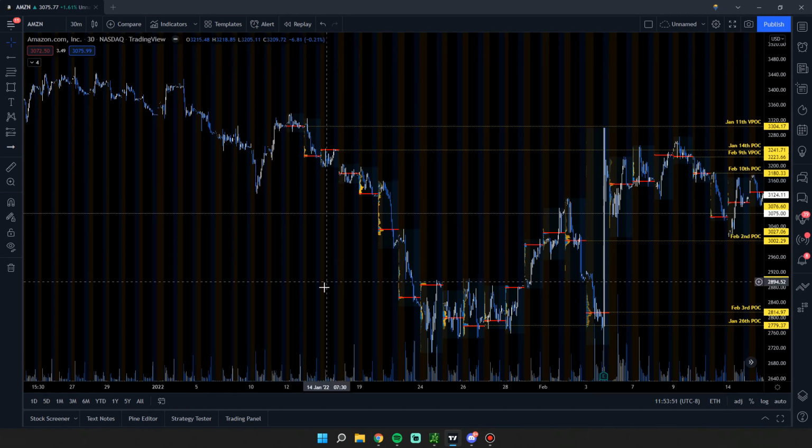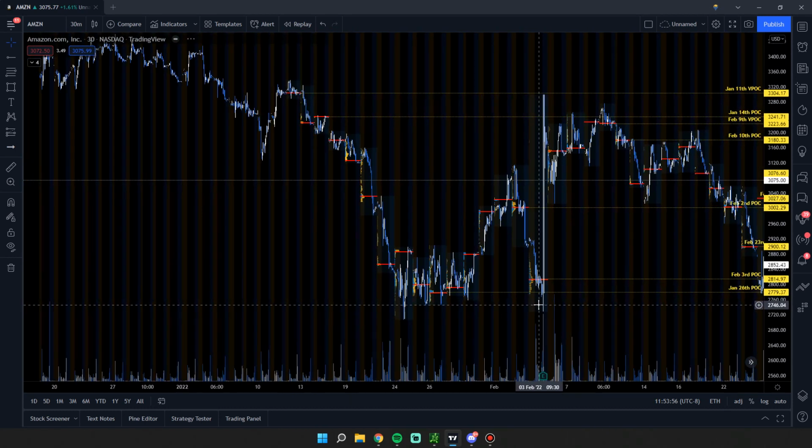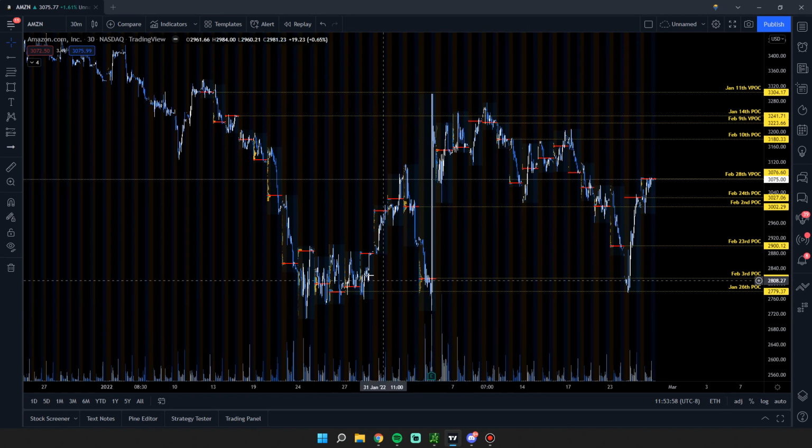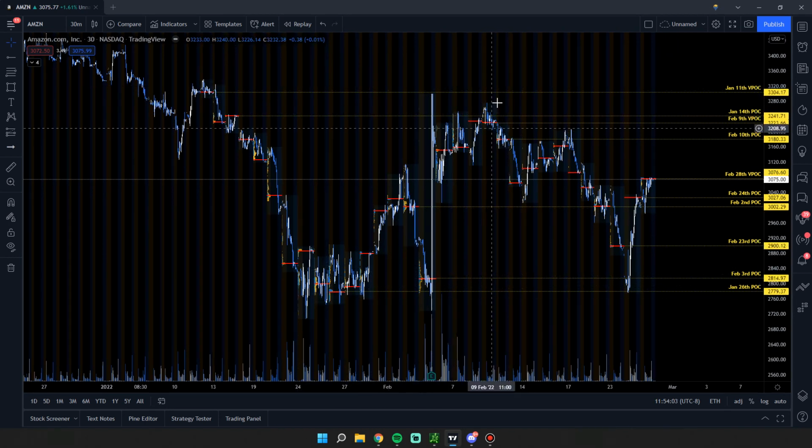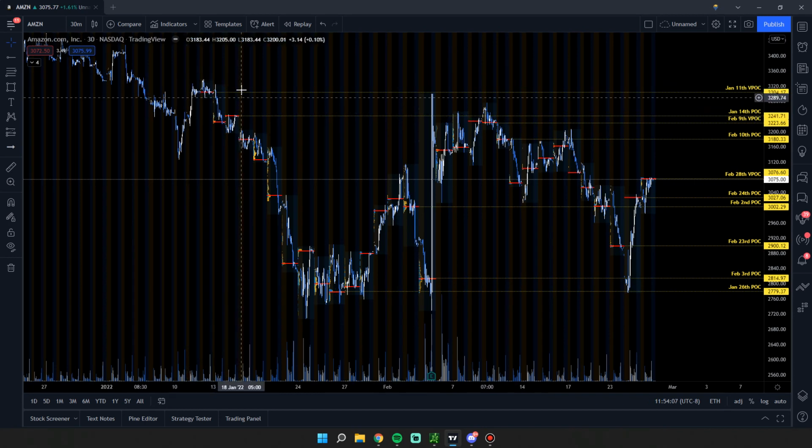So the other way that we look at this is we have responsive buyers down here and responsive sellers up here. At the top, we have initiative buyers, and down at the bottom, we have initiative sellers. So a responsive buyer is going to be, I'm just going to discuss this the same way that my mentor teaches it.